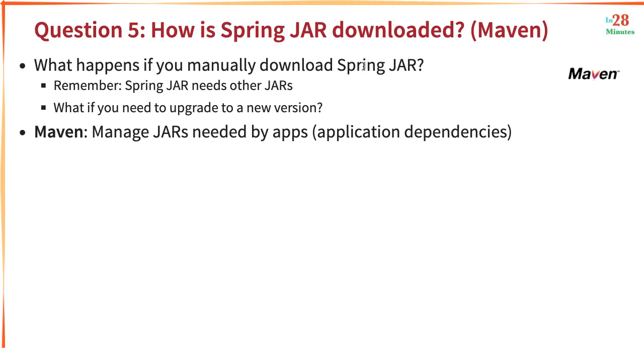Remember that application dependencies are very, very different from Spring dependencies. To run our application, we would need Spring Jar. So that's an application dependency. Spring Jar is an application dependency. And to download Spring Jar, we would use Maven.